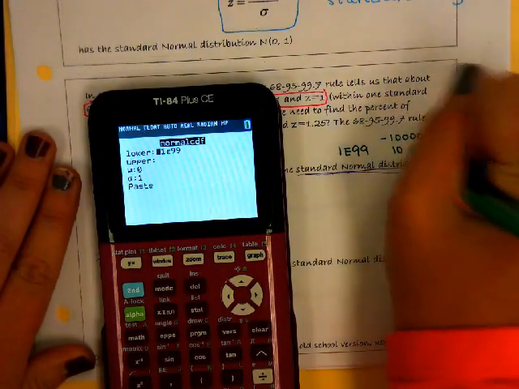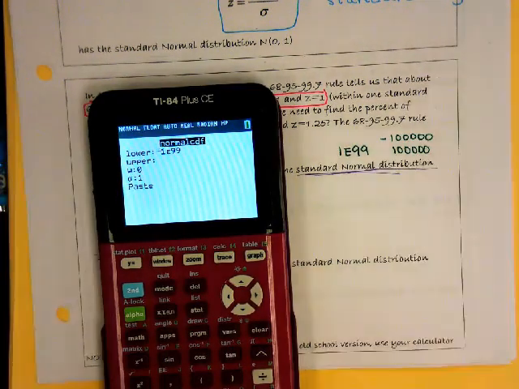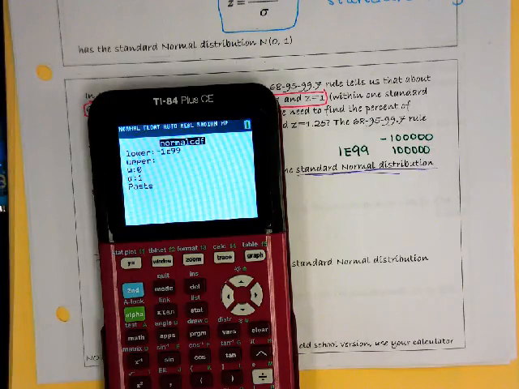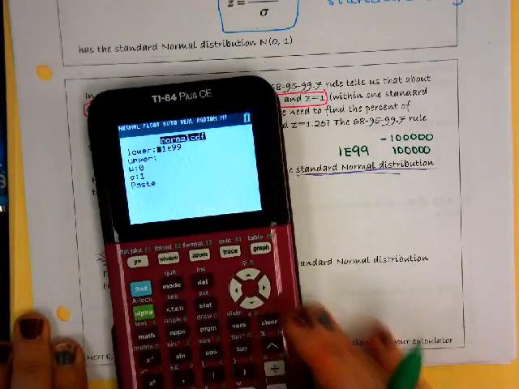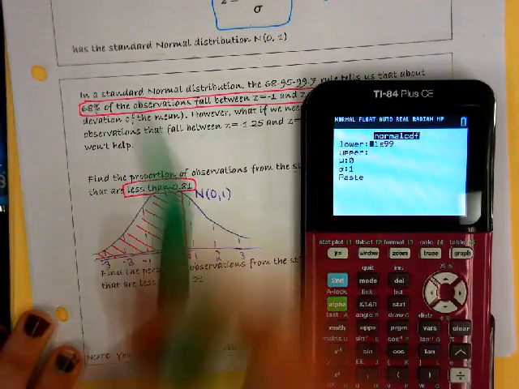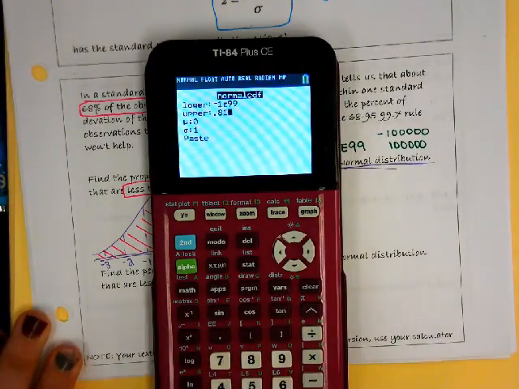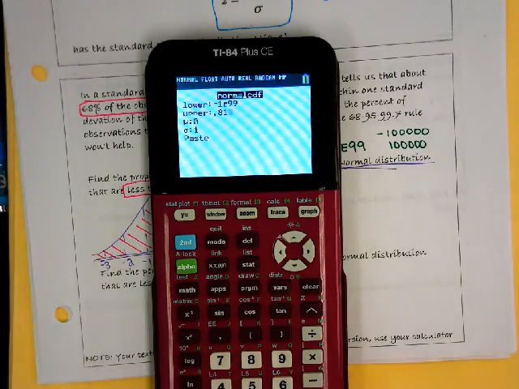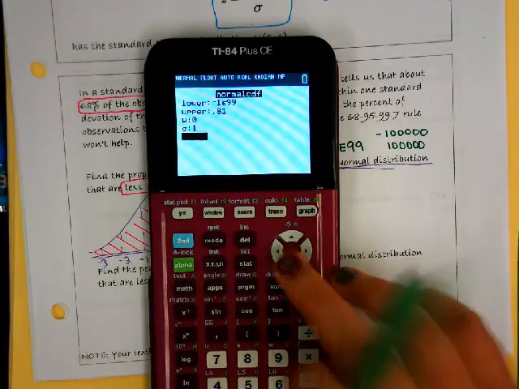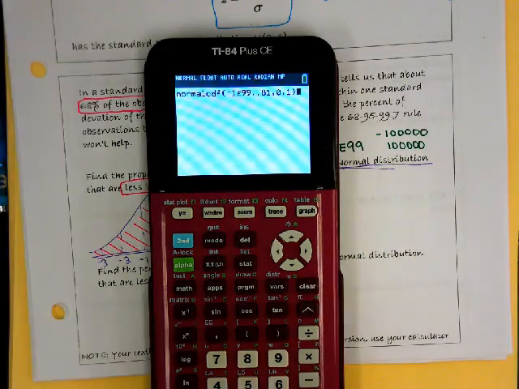That's where my shading stops. So I'm going to put 0.81 in here. We're working with the standard normal distribution, which is 0 and 1. So my mean is 0, standard deviation is 1. Mine already put that in there, so I don't have to change anything. Then I'm going to go down to paste, and it pastes it into the home screen for me. If you have a newer one, all you do is hit enter and it gives you an answer. That's the proportion of observations that fall in that shaded area.